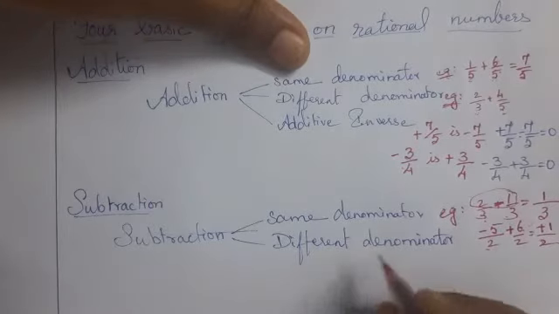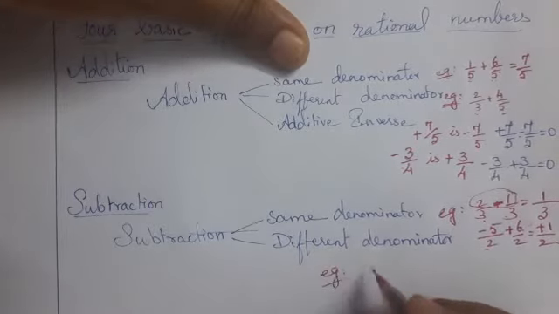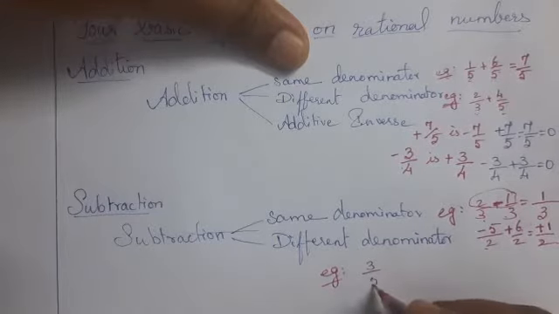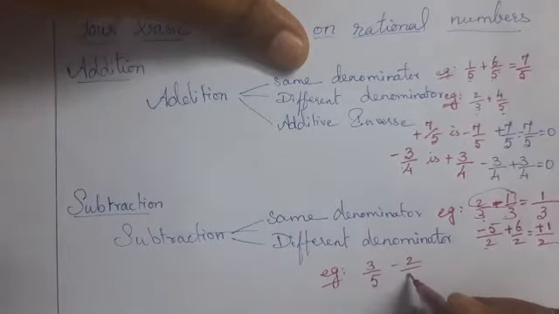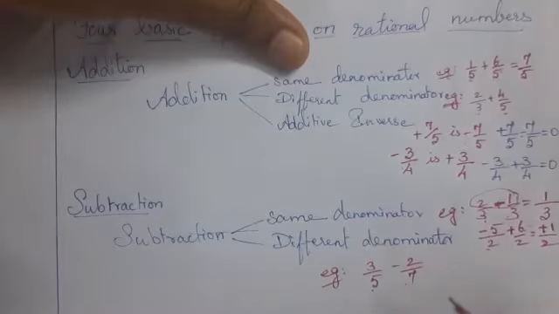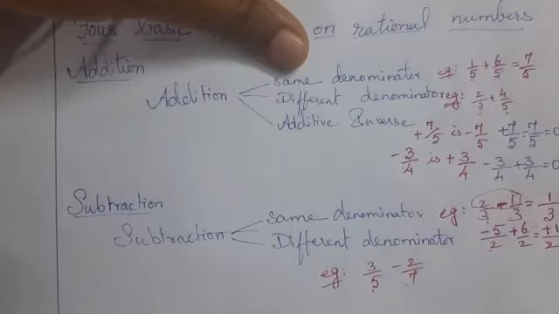For the different denominator, if you have like this, 3 by 5 minus 2 by 7, the denominators both are different. Immediately you must find the LCM. Then you change the denominator as common. Then you can subtract.